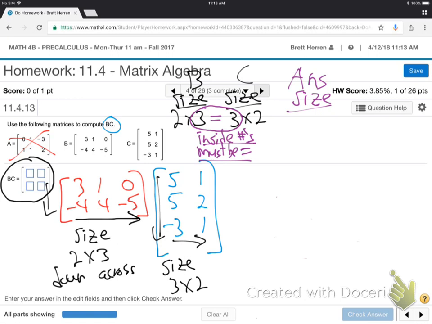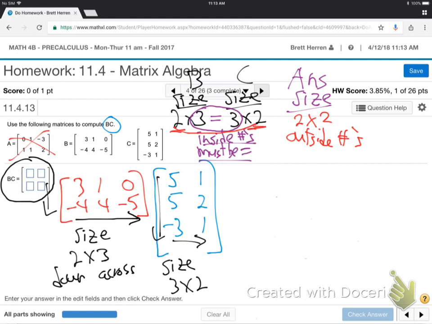What's the size of the answer matrix going to be? It's the two outside numbers. You can see it coming, huh? It's these guys. 2 by 2. Outside numbers. So that's the weird thing. The inside numbers tell you green light or red light. If they match, you can do it. And then the outside numbers tell you the size that the answer will be.